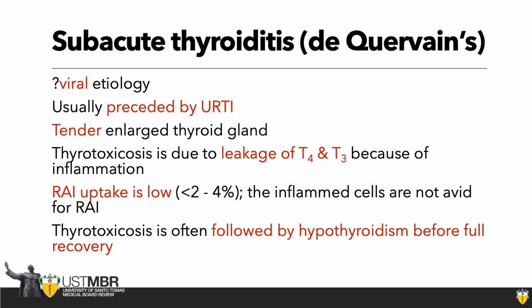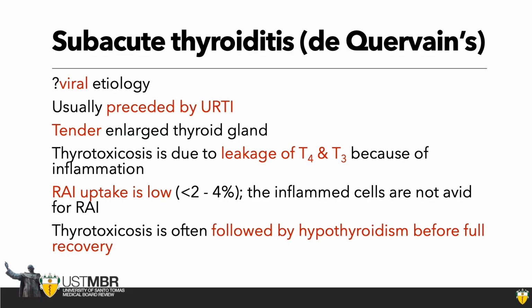Let's talk about non-hyperthyroid causes of thyrotoxicosis. Subacute thyroiditis, also known as de Quervain's, is viral. Typically, anytime patients come with thyrotoxicosis, we ask them about recent sore throat or upper respiratory tract infection. If they do, and they have a very tender to touch thyroid gland, then the diagnosis will be subacute thyroiditis.